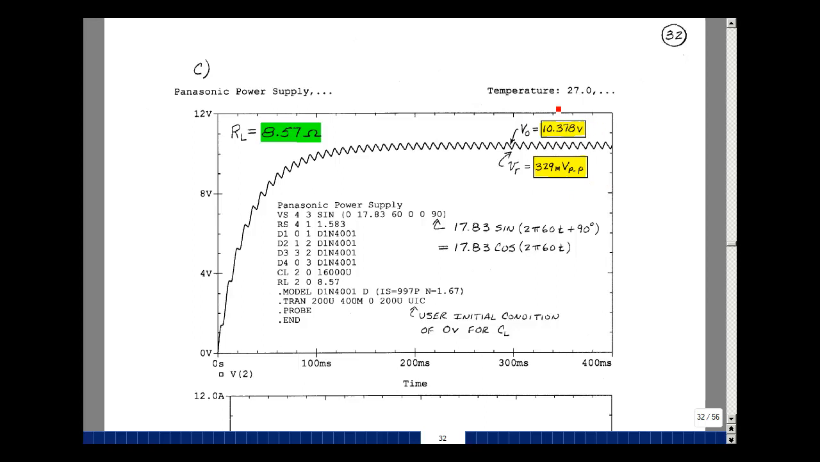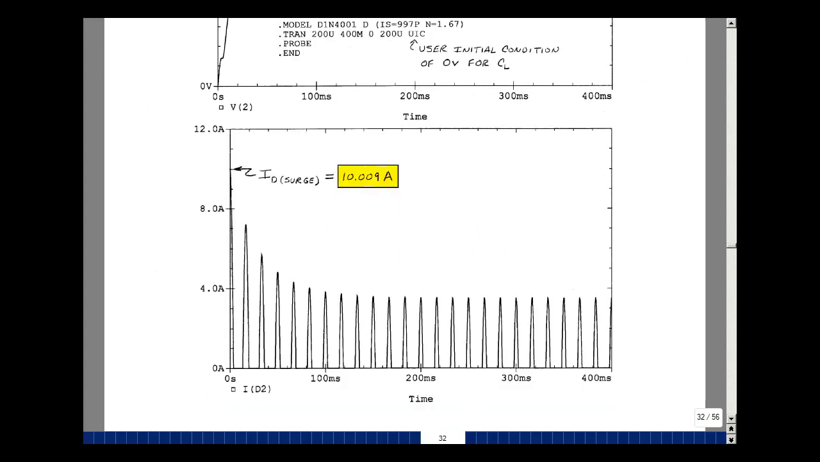This is not as good, but I have 10.378 volts here instead of the 12 volts I was shooting for. This is surge current in diode D2. To get a surge here a little bit more than 10 amps and eventually goes down to something less than 4 amps.